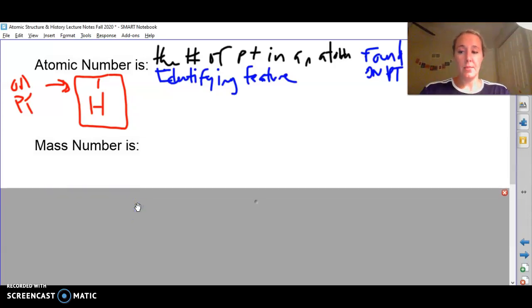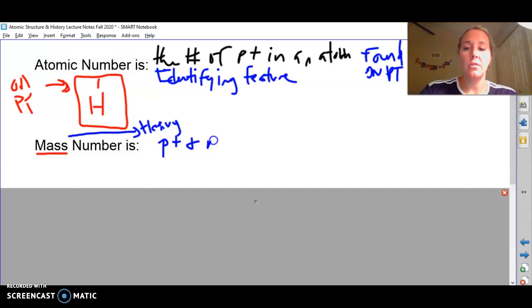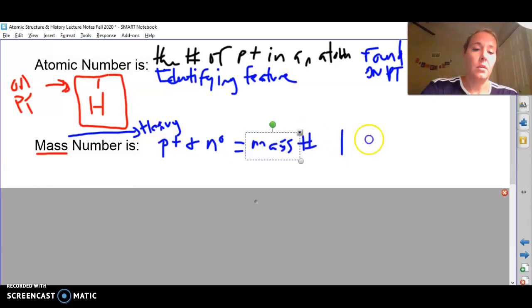So, mass number. If we think about what makes up the mass of an atom, we should think of what the heavy subatomic particles are. Hopefully you now know that the heavy subatomic particles are the protons and the neutrons of the atom. So mass number is literally the sum of those protons and neutrons. They're what make up the mass of the atom. And this is for one atom. Mass number is for one atom.